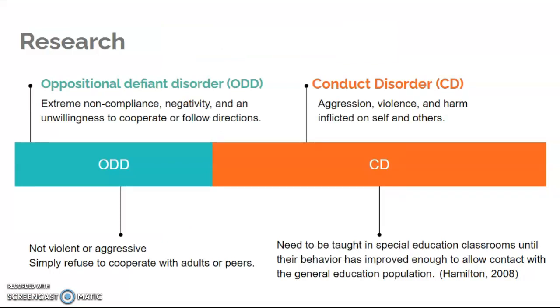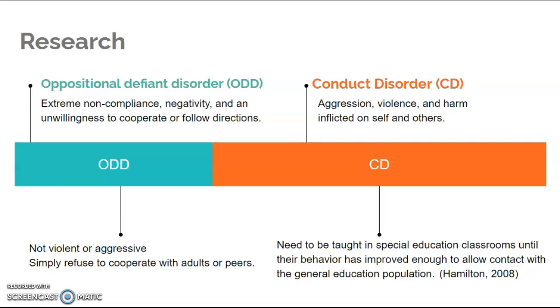So this is a research I did about his IEP special area. There are 2 categories of behavior disabilities. One is called oppositional defiant disorder, ODD. The other one is called conduct disorder, CD. ODD is characterized by extreme non-compliance, negativity, and unwillingness to cooperate or follow directions. Children with this condition are not violent or aggressive. They simply refuse to cooperate with adults or peers.